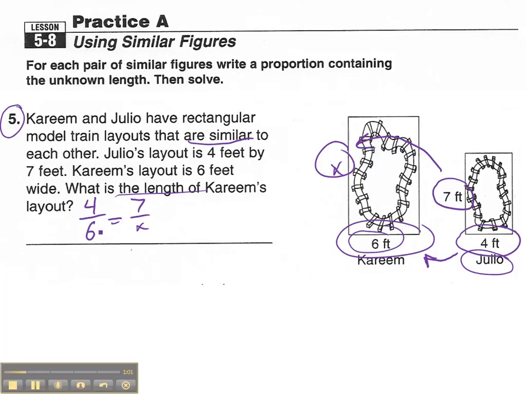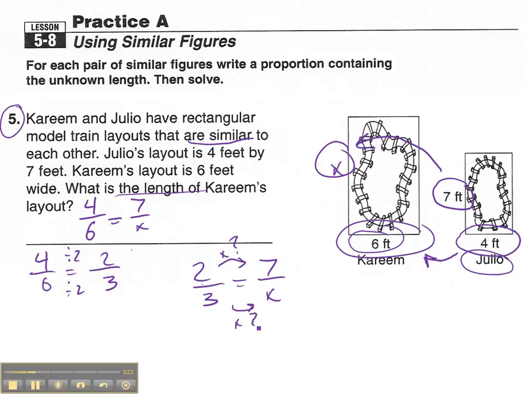Okay, now we could simplify 4 over 6 first. Make this a little easier on ourselves. Divide by a common factor of 2. We get 2/3. So writing this again, 2/3 equals 7 over x. If we could see a scale factor, some way to get from 2 to 7, then we could use that to figure out x. But there's no whole number you can multiply 2 times to get to 7.